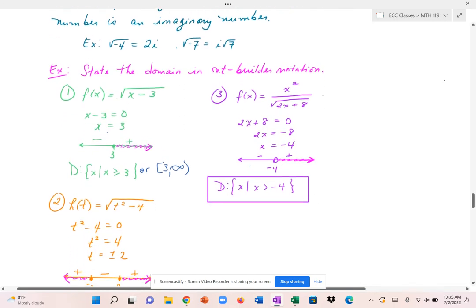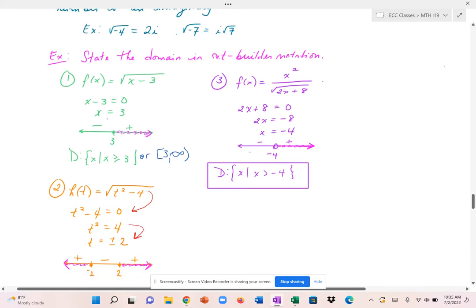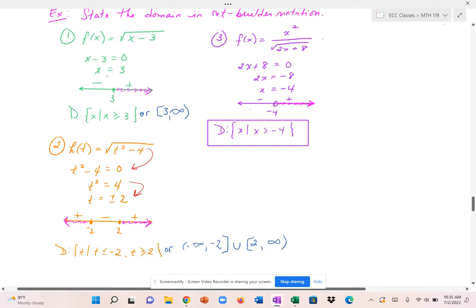Number 2 is a little bit more complex. It's h of t is the square root of t squared minus 4. Again, take the inside part, set it equal to 0. I use the square root method again, and I get 2 real numbers, negative 2 and positive 2. Again, now you have to test. So I put negative 2 and positive 2 on a number line. I put solid points above these two because these are in the domain.